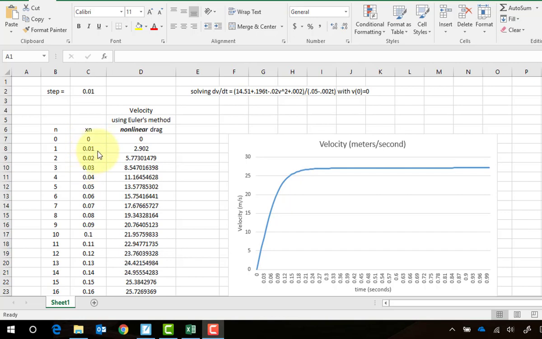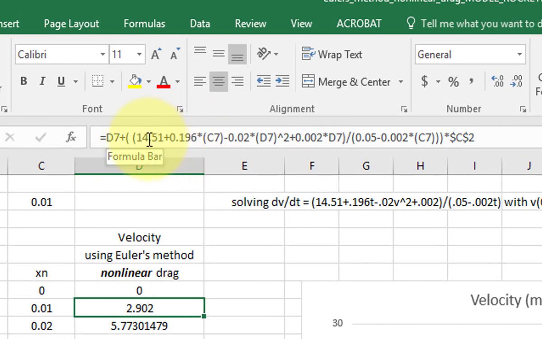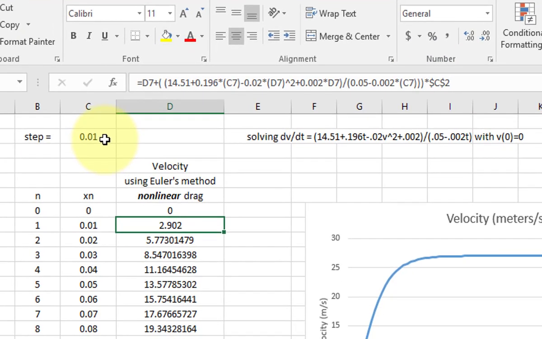So I'm counting in hundredths of a second, and I had at time 0, the velocity is 0. And then you can see here that I'm taking the previous velocity, and I'm adding to that the value of the derivative using the previous velocity and previous time. And multiplying all that right there, that is the increment. That's the delta t, the step size, which is right here, this 0.01. So 1/100th of a second step size is what I'm using.